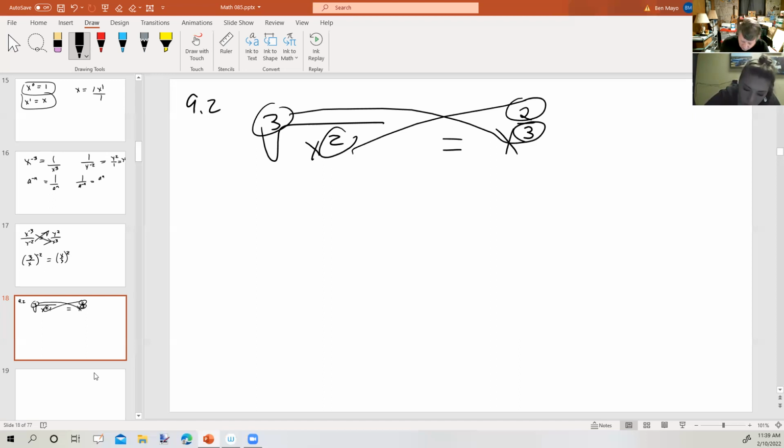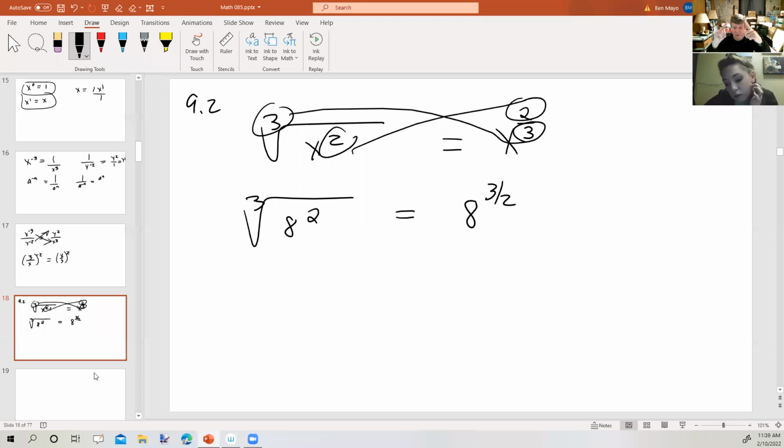Okay, so for instance, let's say I have the cube root of 8 squared. That is 8 to the 3/2 power. Again, the power is in the numerator, the index, the root is in the denominator of the exponent.